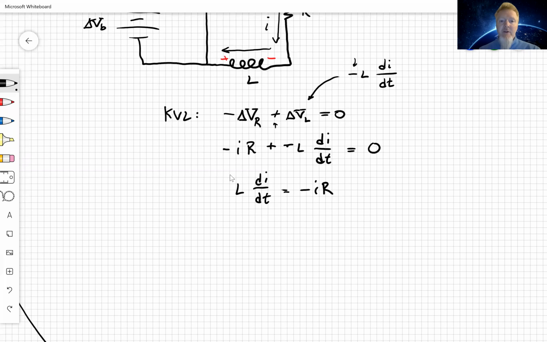pull that over to there, and then I'm going to rearrange the derivative so that I can integrate it. If I do that, I'm going to get a di over I. I've got to have everything with an I on the left side with the di, and that's this. I'm going to leave the minus on the right side, pull the L and the dt over there. And it's going to look like that. And now I can integrate both sides.